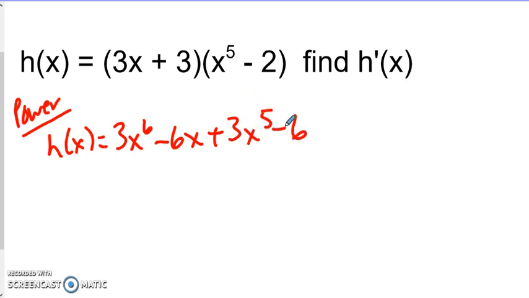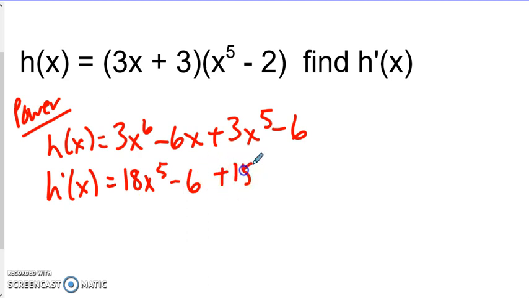We don't have any like terms there, so we can go right to using our power rule, finding the derivative: multiply, decrease your exponent by 1. And then a constant would be 0. Well, let's see how this differs when we do the product rule.